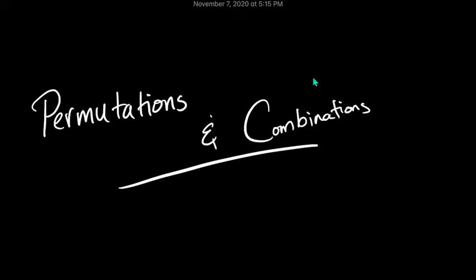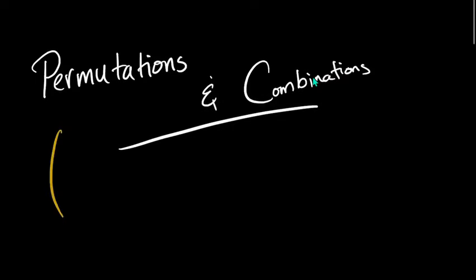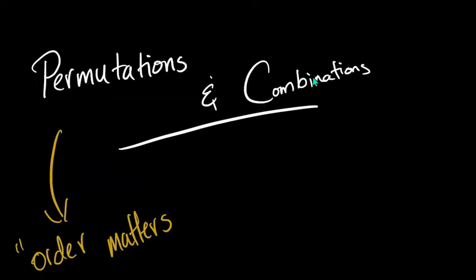All right, let's just get straight to the point right away. In permutations, the order matters. Order matters for permutations. Whereas for combinations, order does not matter.